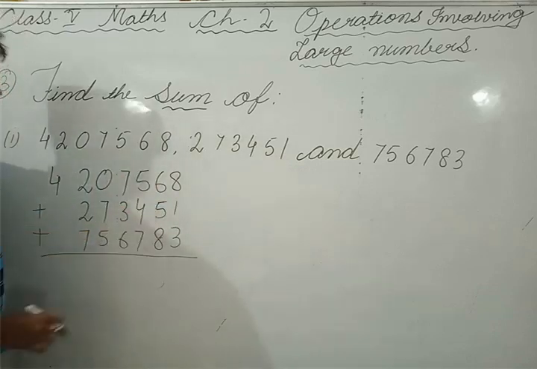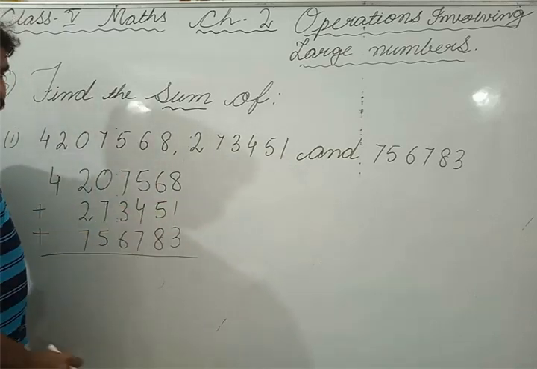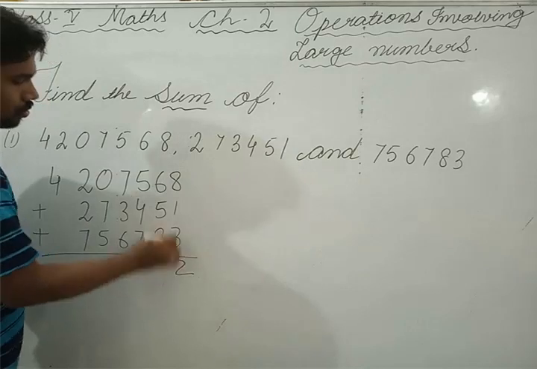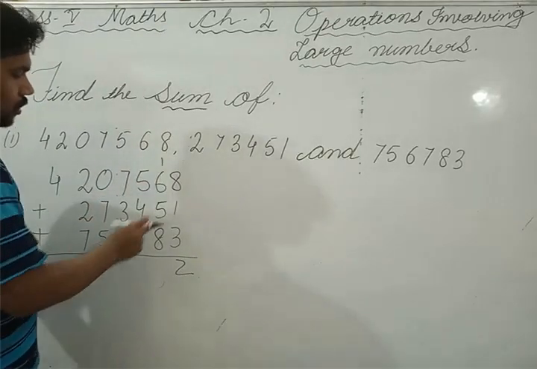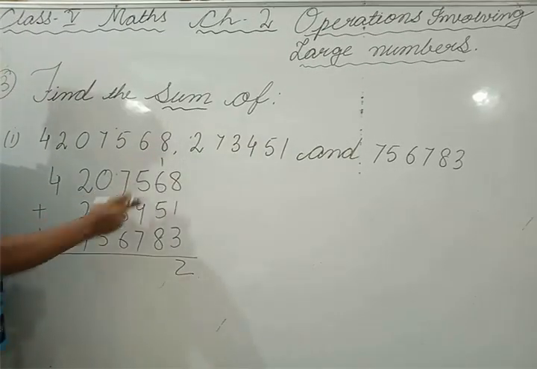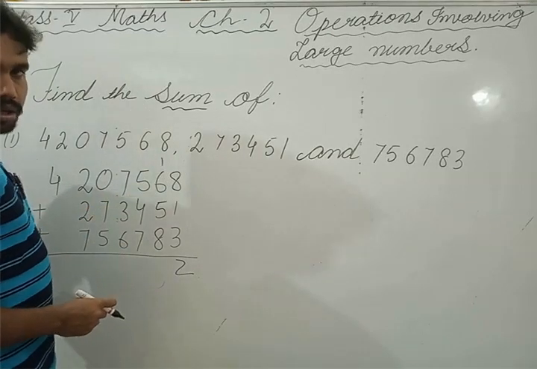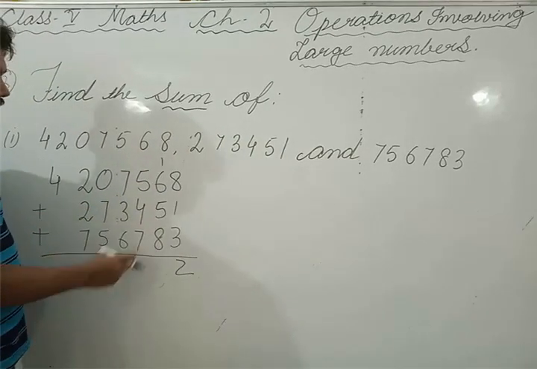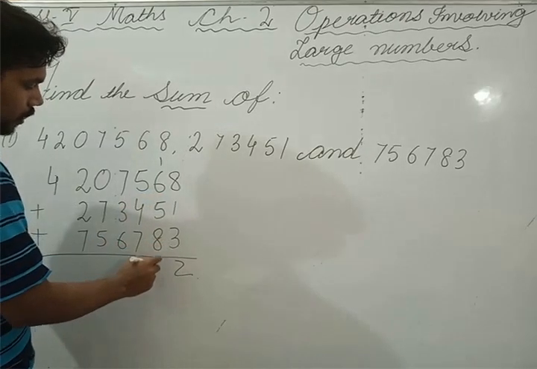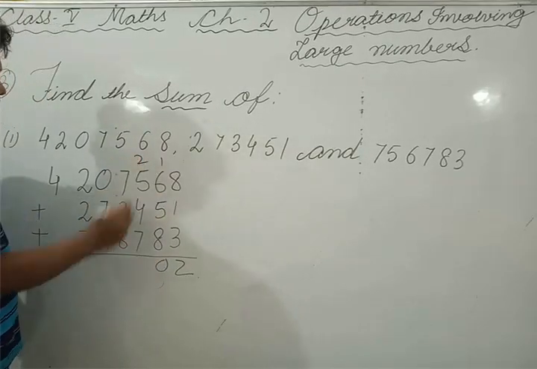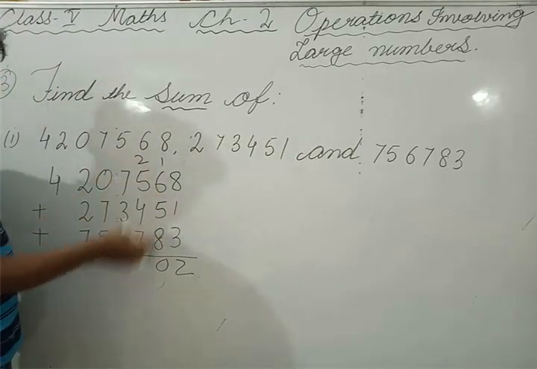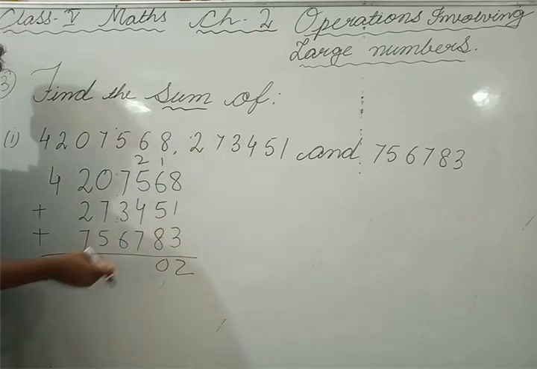So 8 plus 1 is 9. 9 plus 3 is 12. So 2, 1 carry. Okay. So 8 plus 1 is 9. 9 plus 6 is 15. 15 plus 5 is 20. Okay. So 0, 2 carry. So you don't need to write here. I am writing, but you need not. You can also do it directly.